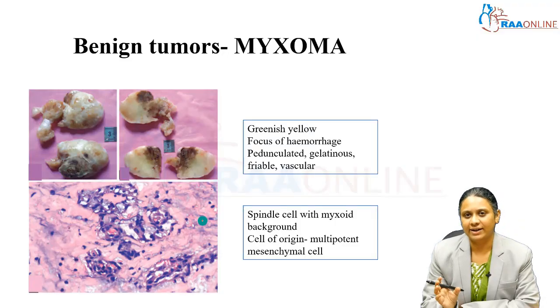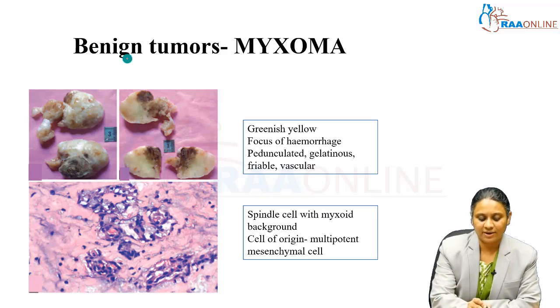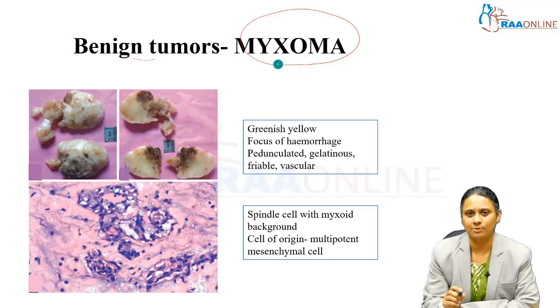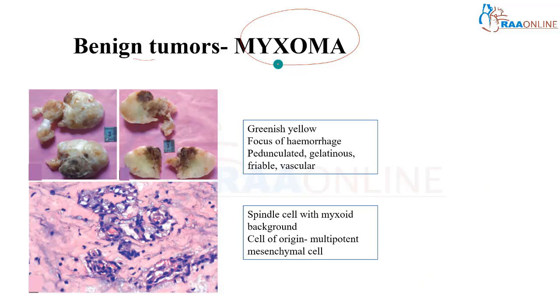We'll see in detail about myxoma. Other tumors we will see in brief. So, benign tumors, the first prototype of benign cardiac tumor is a myxoma, also called as atrial myxoma or more commonly as left atrial myxoma.